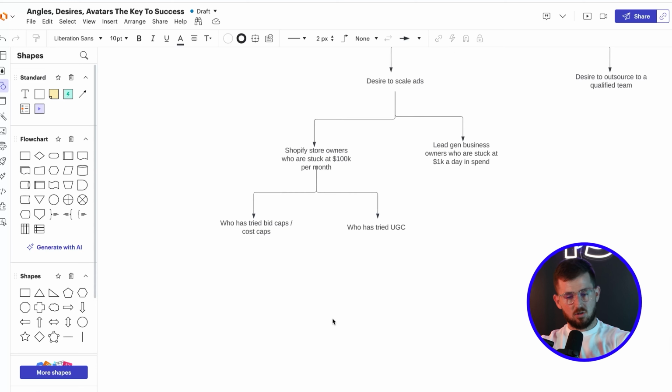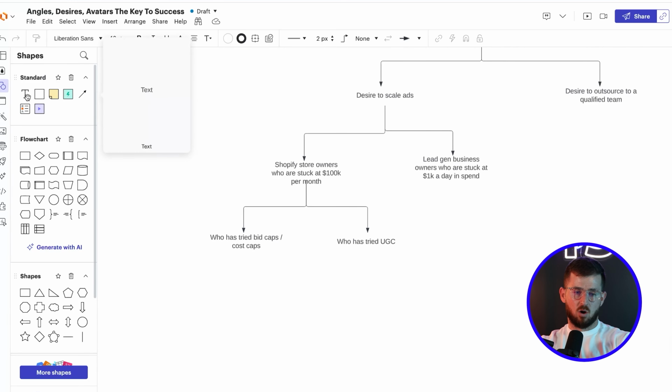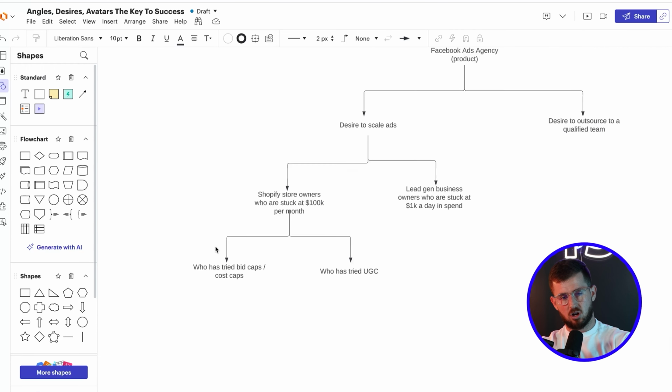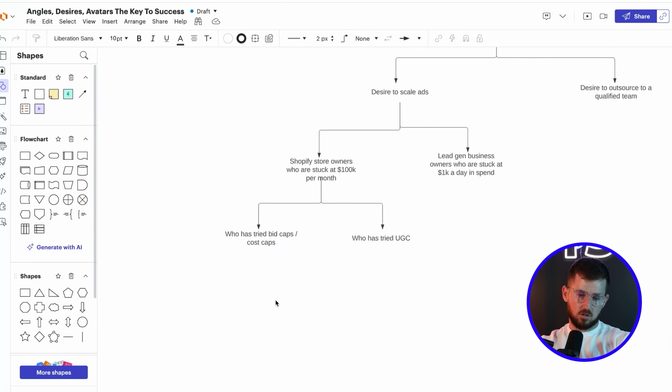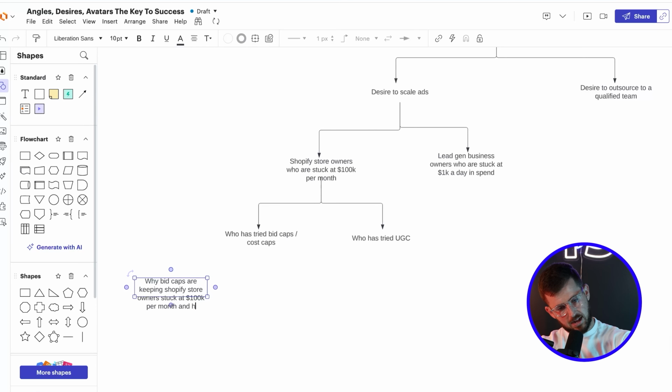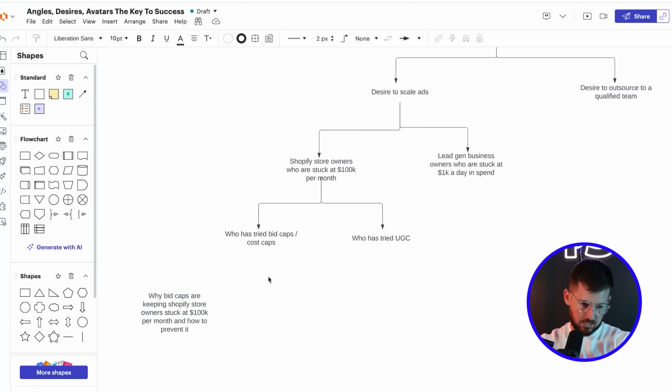So the next thing you want to start doing now is writing our hooks. I'm going to show you all about hooks and angles. If I want to go after Shopify store owners who are stuck at 100K a month, who have tried bid caps, I can start writing a couple different hooks. So one hook I could write is: why bid caps are keeping Shopify store owners stuck at 100K per month and how to prevent it. There we go. That's just an example of a hook.